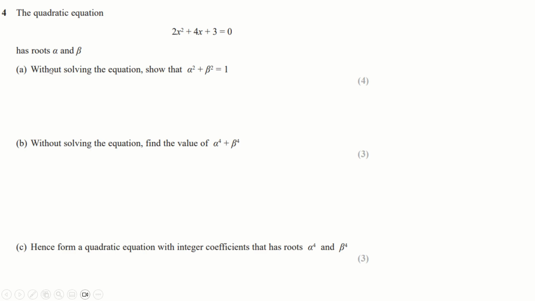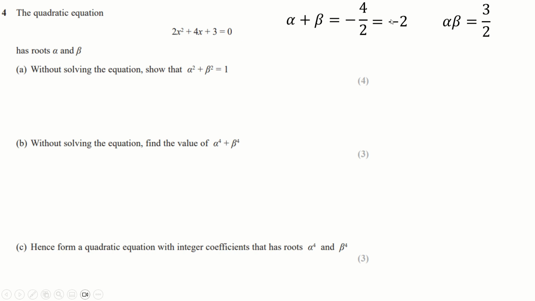4 then, so alpha and beta are the roots, which means alpha plus beta is minus 4 over 2, which is minus 2, and alpha times beta is 3 over 2. So the sum of the roots is just minus this over this, the product is this over this. That's just the rule you need to know for this exam, apparently. And yeah, now we are good to go.